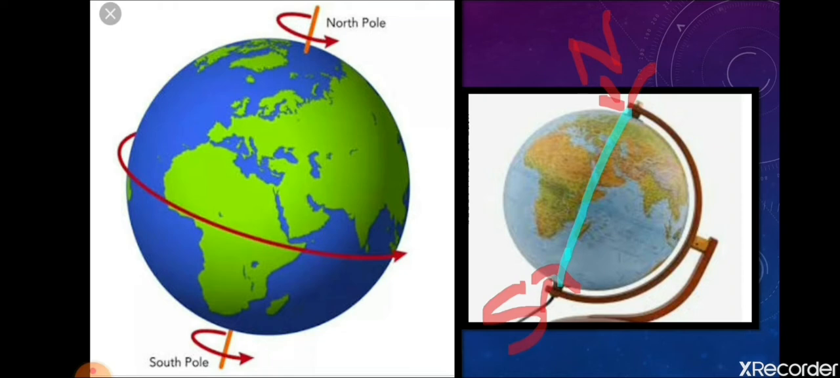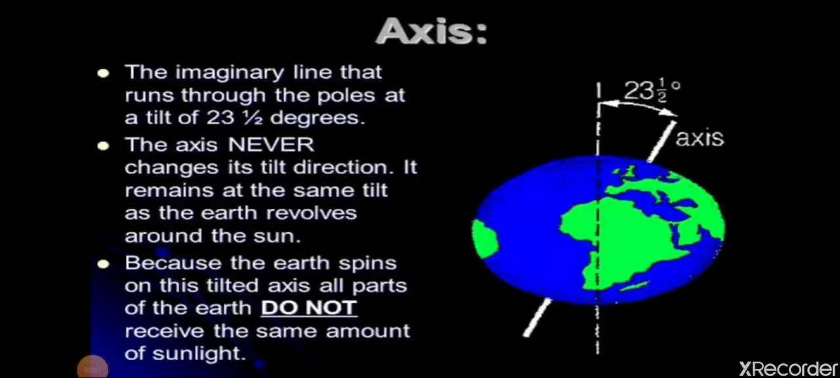You can do one experiment also. Tell your mother to take a needle and a potato, and insert that needle into the potato. You will see that from top to bottom, the potato rotates around that needle. Like that, our earth, or our globe, also rotates around the needle.